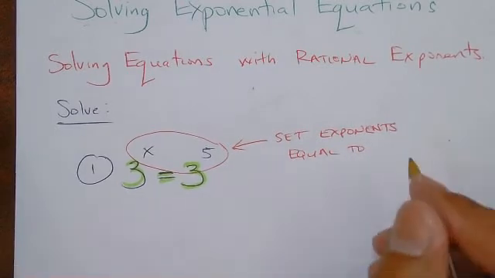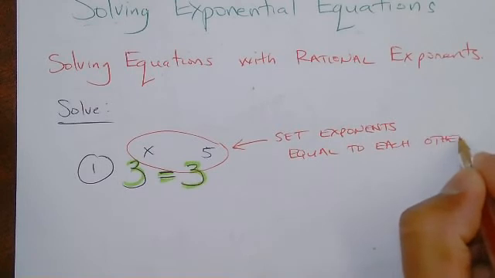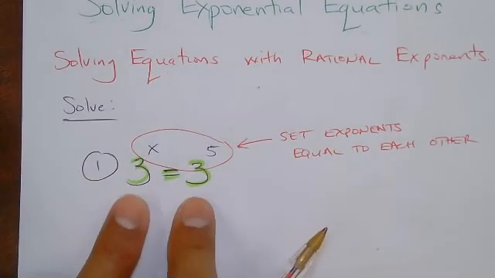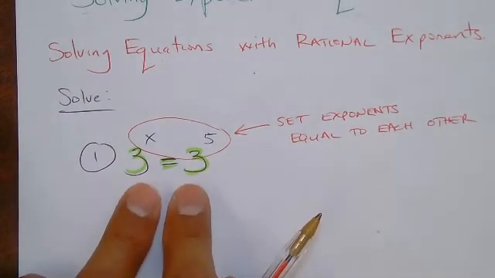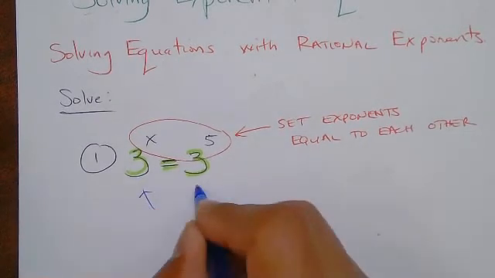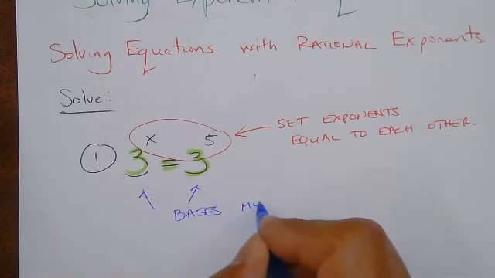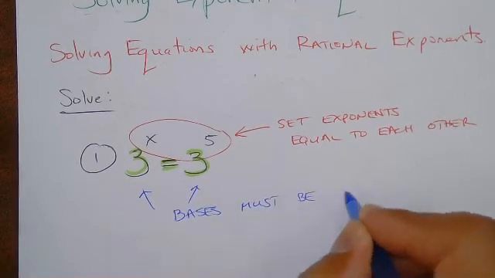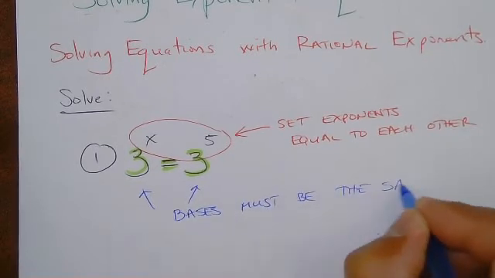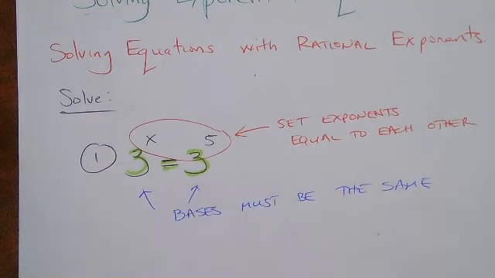And then solve, but there's no solving for this one. Let me write this down. But you first have to meet this condition. First what? The bases must be what? Bases must match, or bases must what? The bases must be the same. If this was not a 3, if this was some other number, then I'd have to find a way to make it a 3 or it won't work.